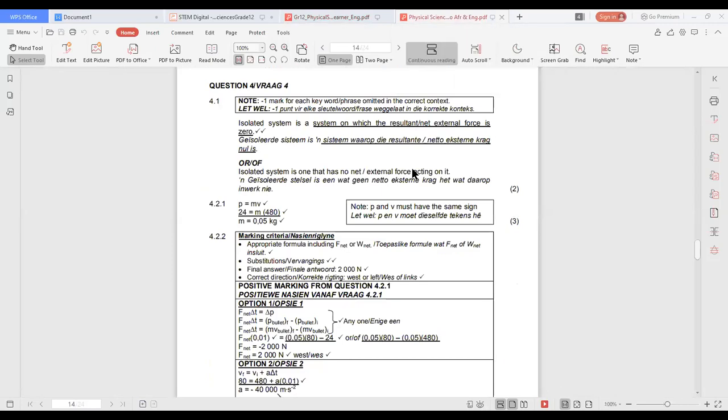Okay. So in number 4, they want us to explain what is an isolated system in physical sciences. So it says here, isolated system is a system on which the resultant or net external force is zero. Okay. So you get 2 marks for stating that it's a system where the resultant external force is zero.